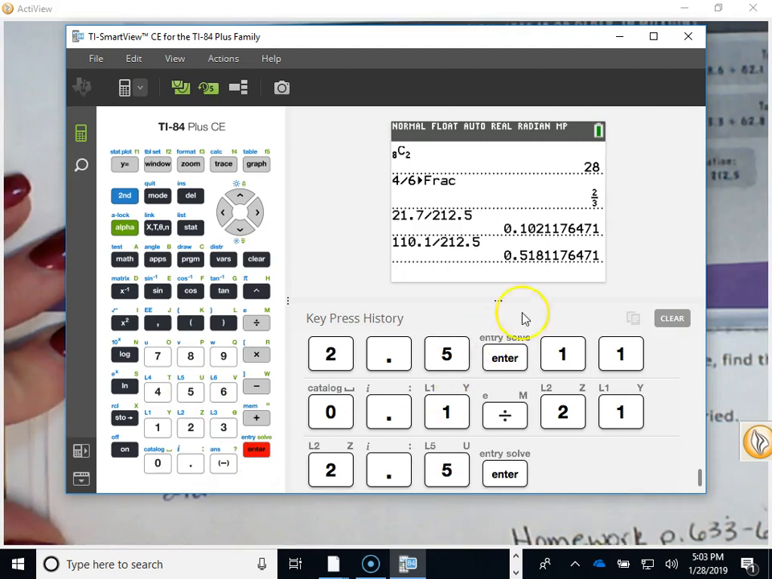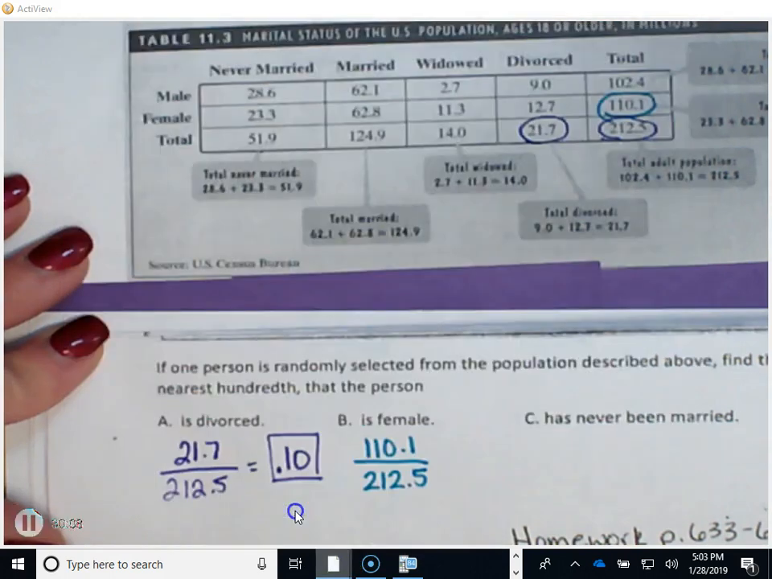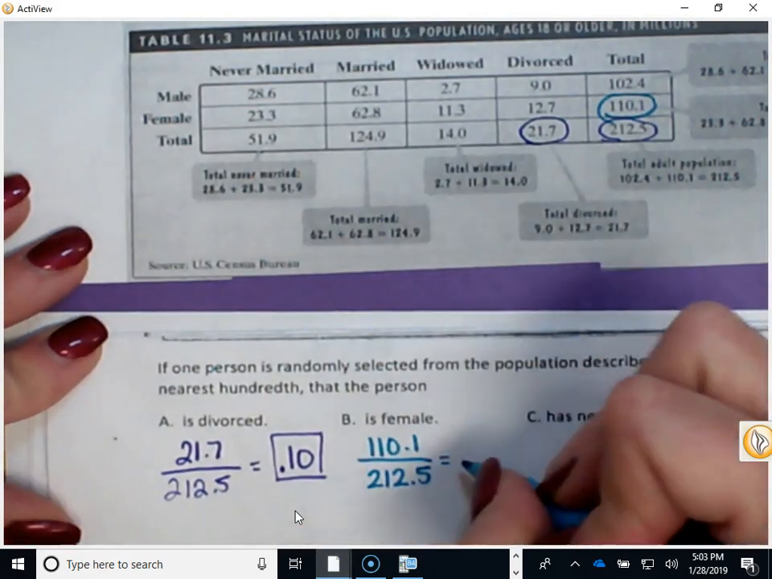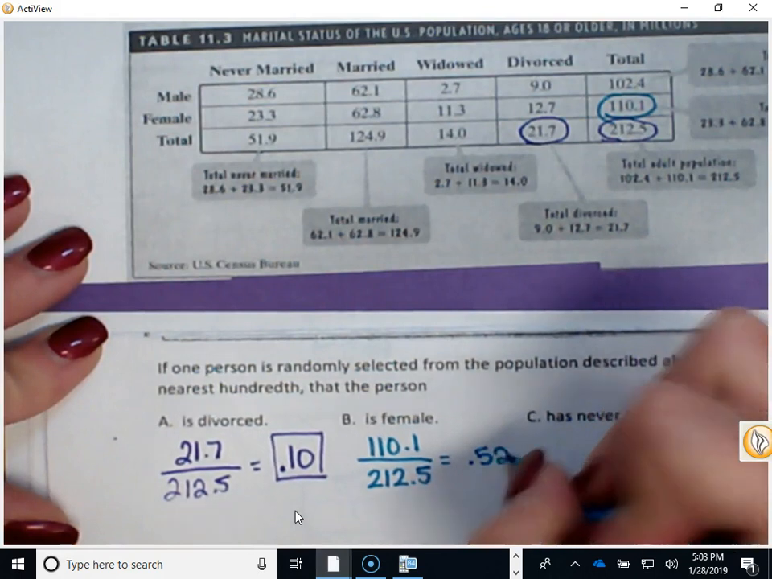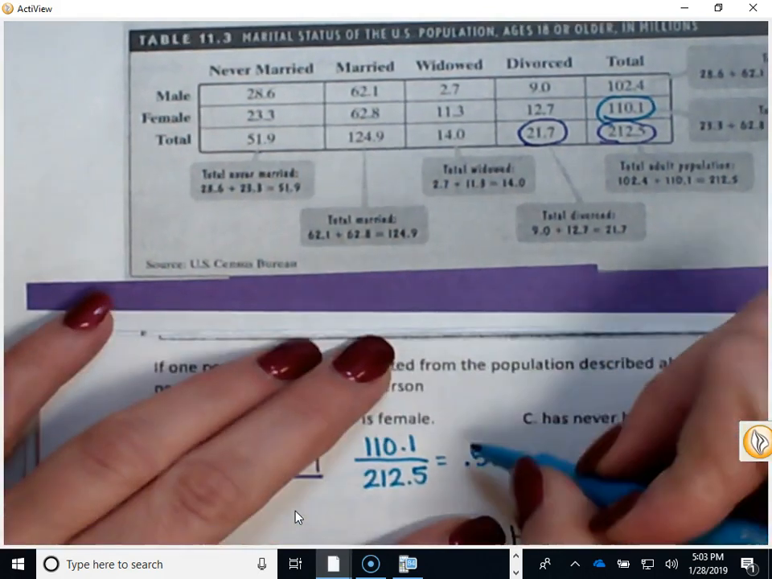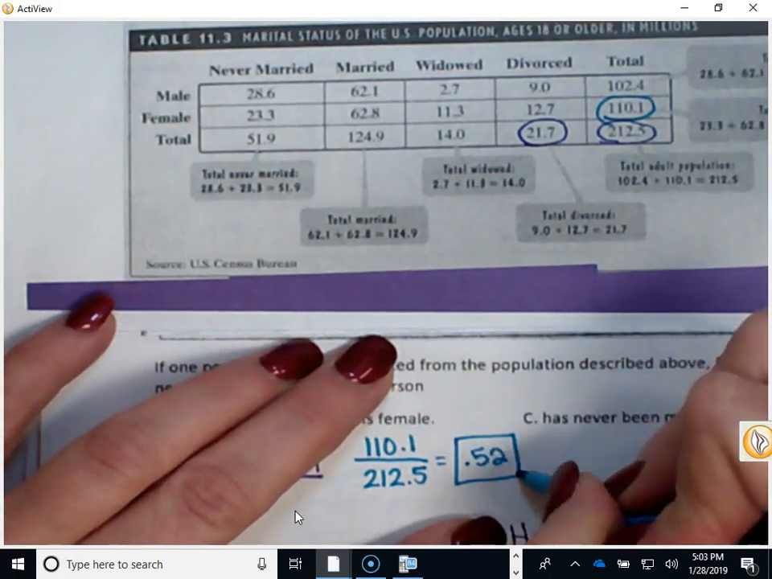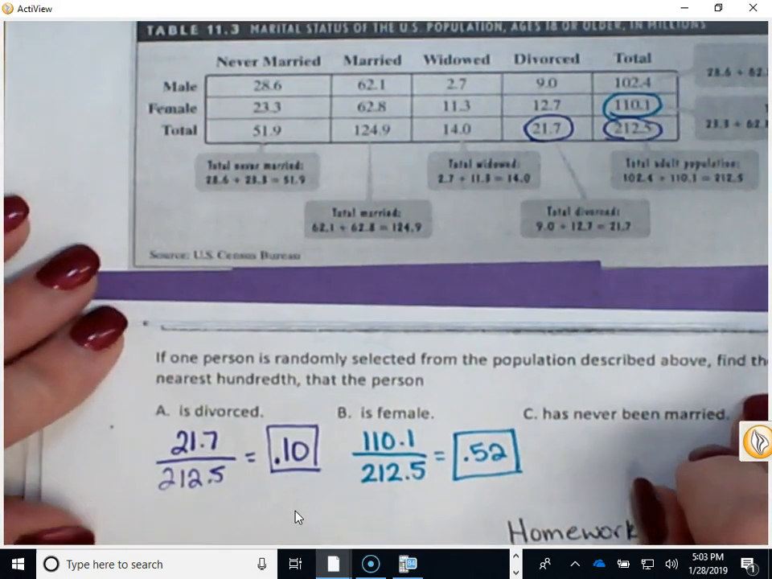Again, we're rounding to the nearest hundredths. So there's the tenths position, there's hundredths. We look at the next number. Since it's an 8, that means that 1 is going to get bumped up. Remember, 5 and above, give it a shove. So it's going to be 0.52. So just over half of the people they asked these questions were female.